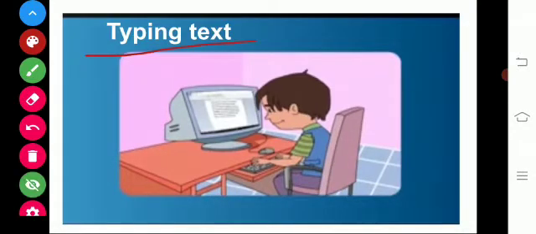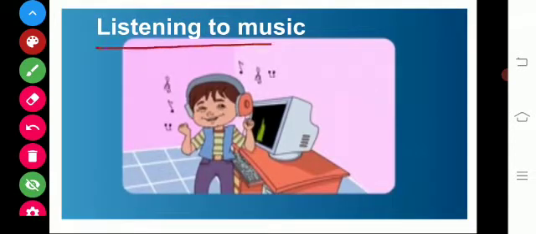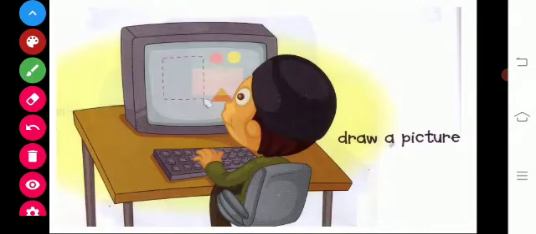And then typing text. We can write letters and stories on a computer. In a computer, writing means typing. And then listening to music. A computer can play music, songs, and movies for us. Isn't it, children? Yes, and then draw a picture.